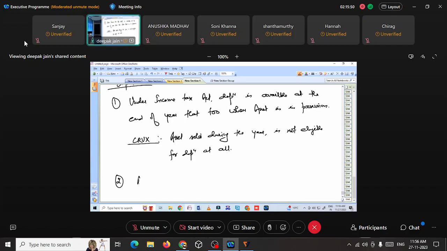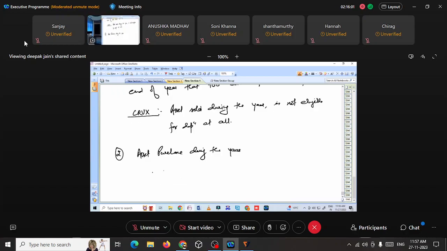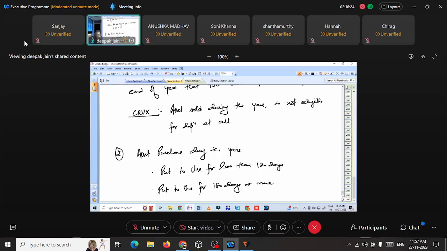In case of purchase, asset purchased during the year, in that case you have to check: put to use for less than 180 days, or put to use for 182 days or more. Any idea, beta? As far as sale is concerned, no depreciation is available.